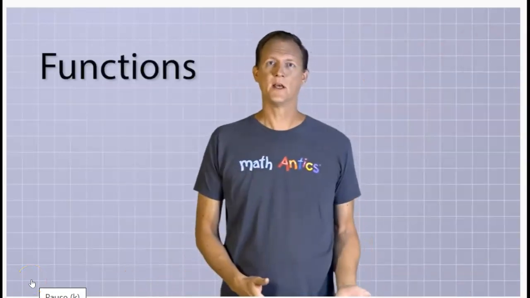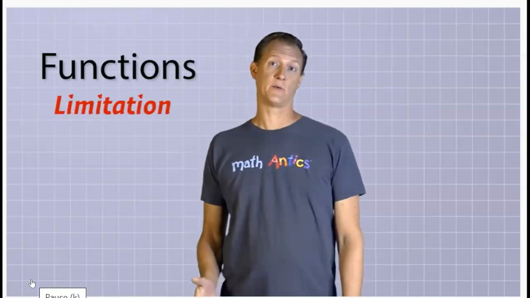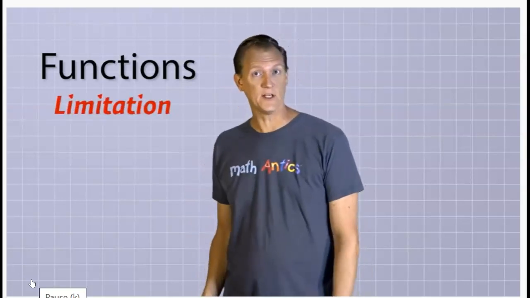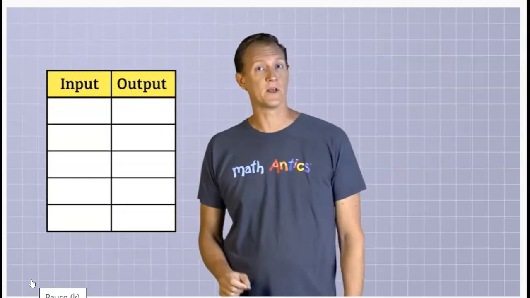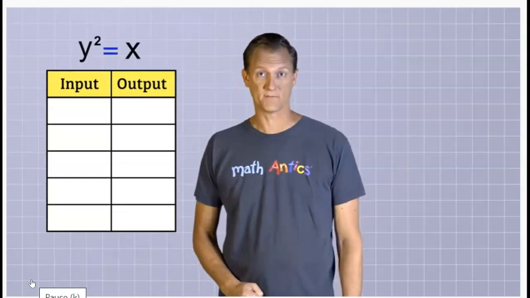Okay, so we've seen some examples of functions that relate inputs to outputs, but there's an important limitation about functions that we need to know. To understand what that limitation is, let's try to make a function table for the equation y squared equals x.